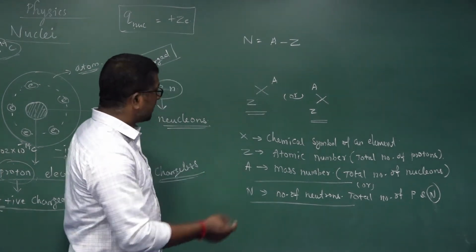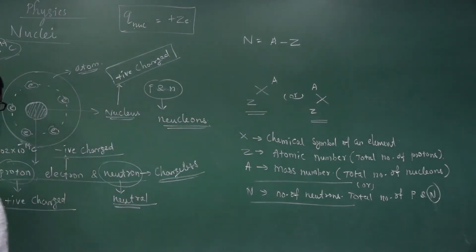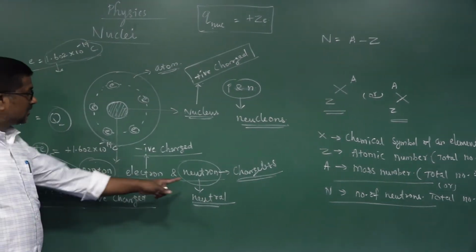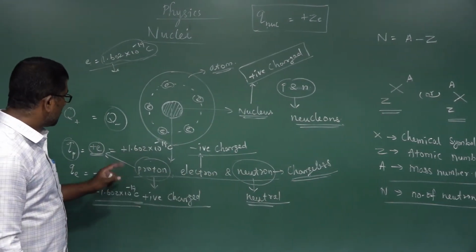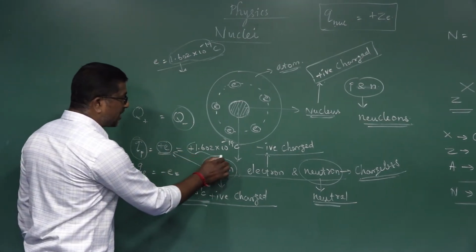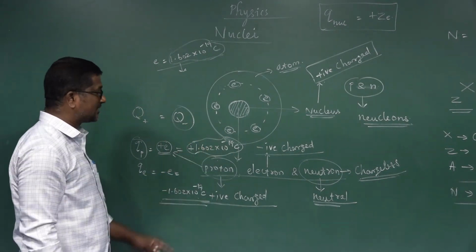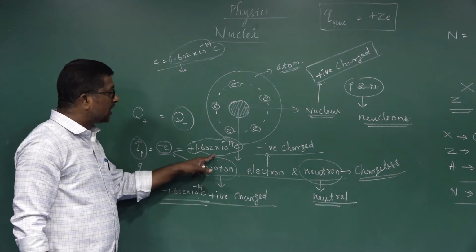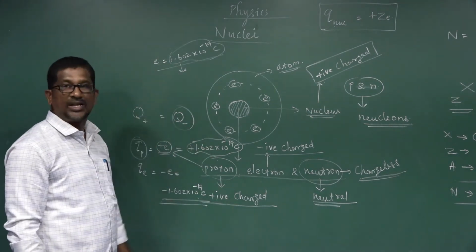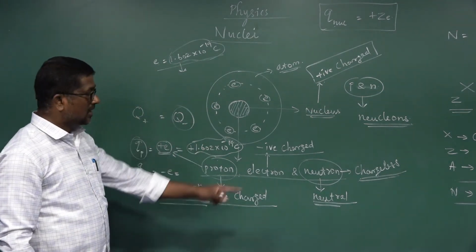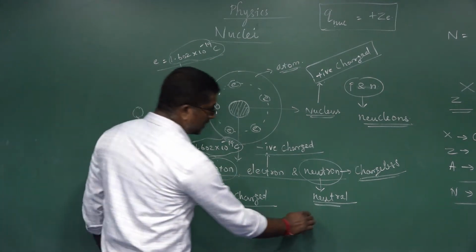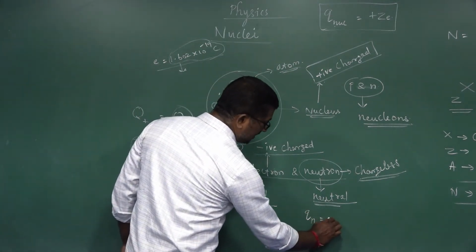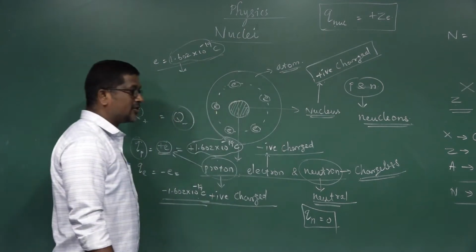Okay, and already I told you the nucleus consists of a positively charged proton and a neutral neutron. The charge of a proton is plus 1.602 into 10 power minus 19 coulomb, whose magnitude is the same as that of an electron. And the neutron is a neutral particle. That is, the charge of a neutron is 0.